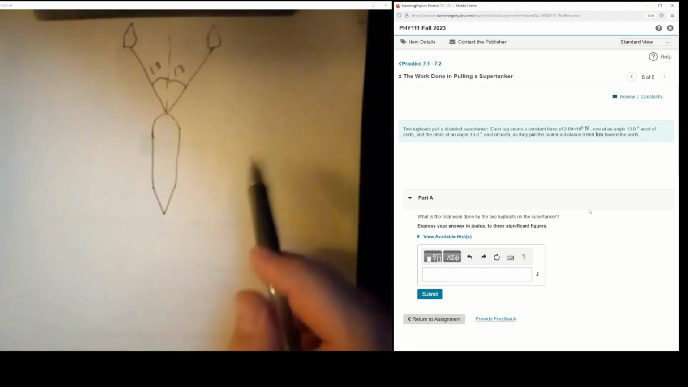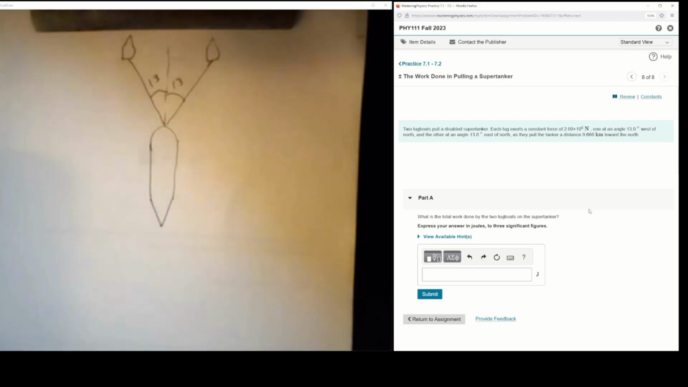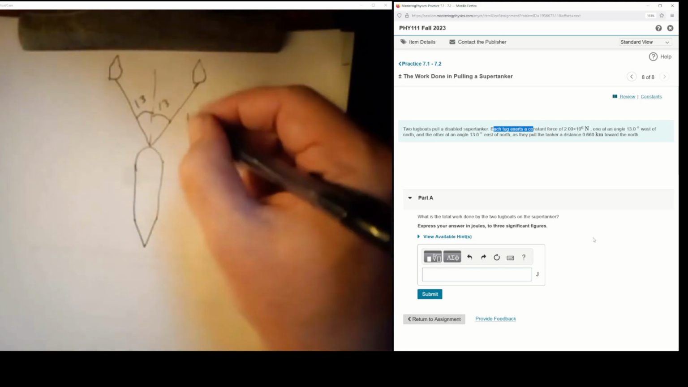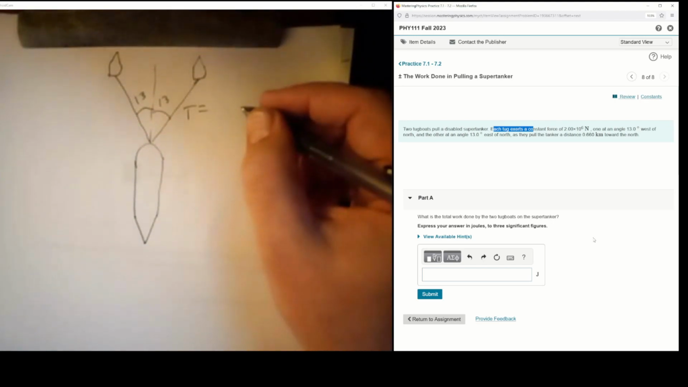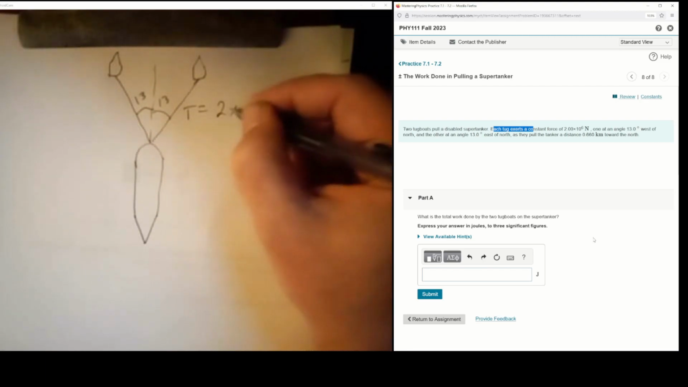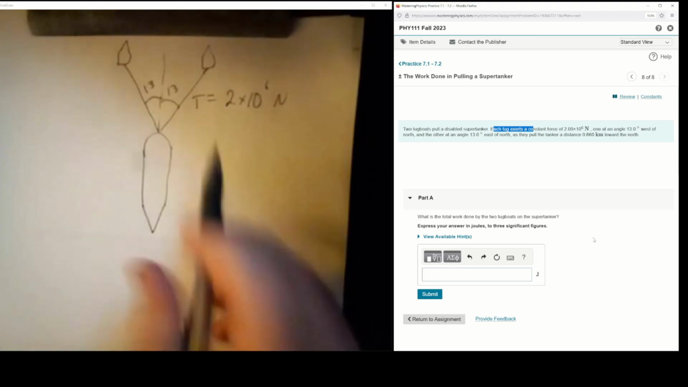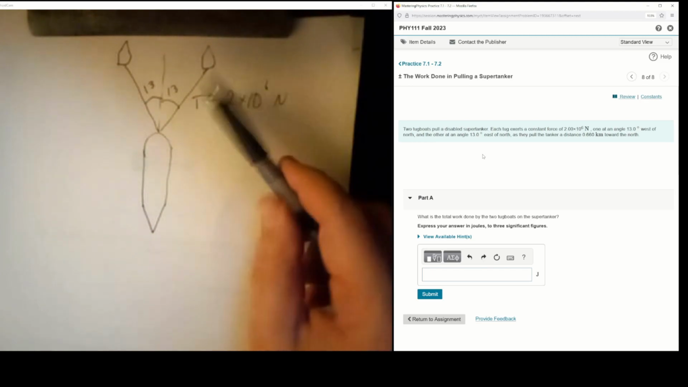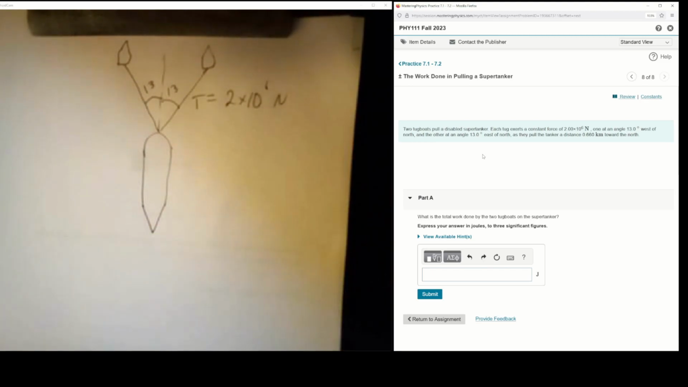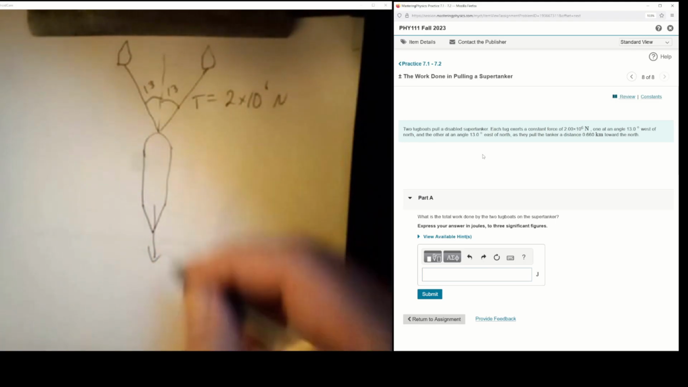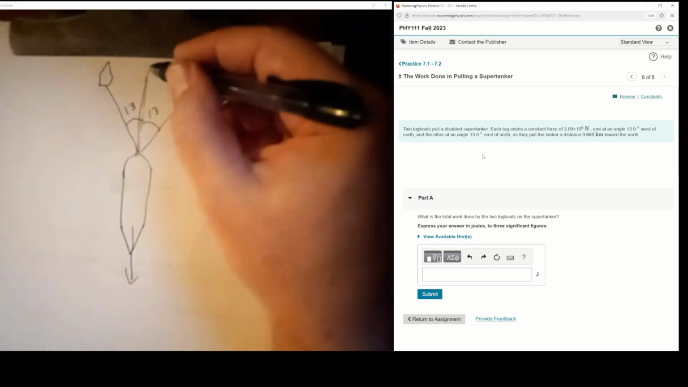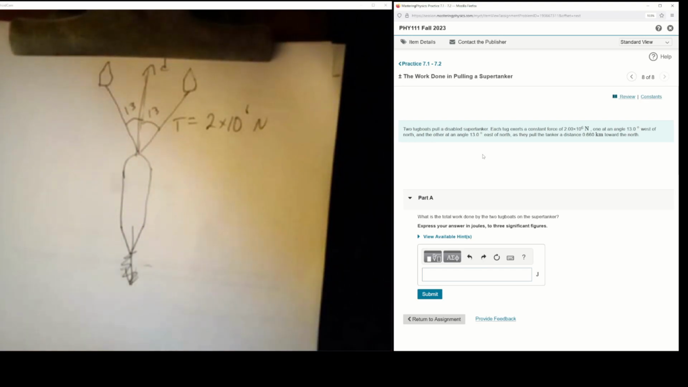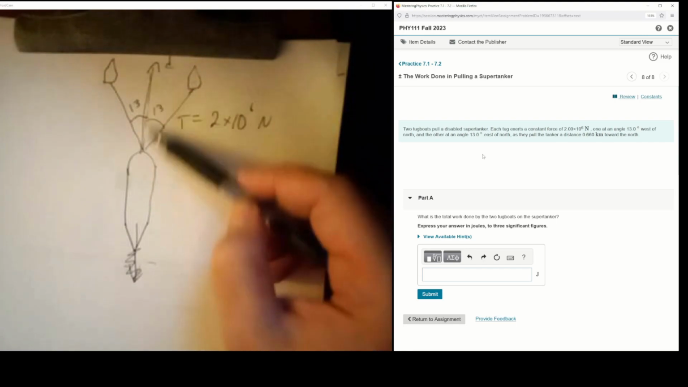Let me check. Each tug exerts a constant force, okay? So that's the tension in the rope, 2 times 10 to the 6 newtons, and they both have that same tension. So the boats are basically identical, pulling with the same tension at the same angle. And remember, the displacement is up because the boats are pulling it. So forget that arrow there. The tugboats are pulling, so our displacement is up.